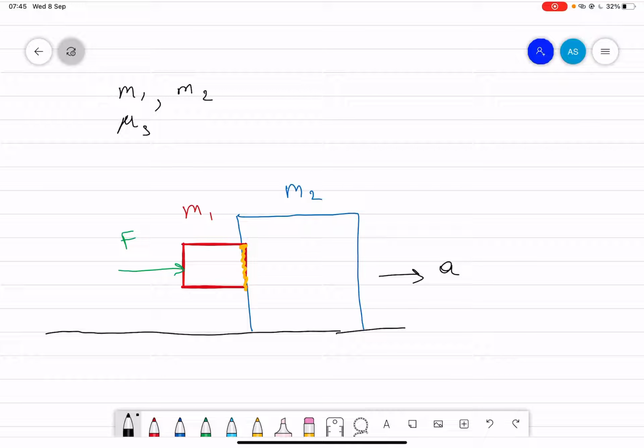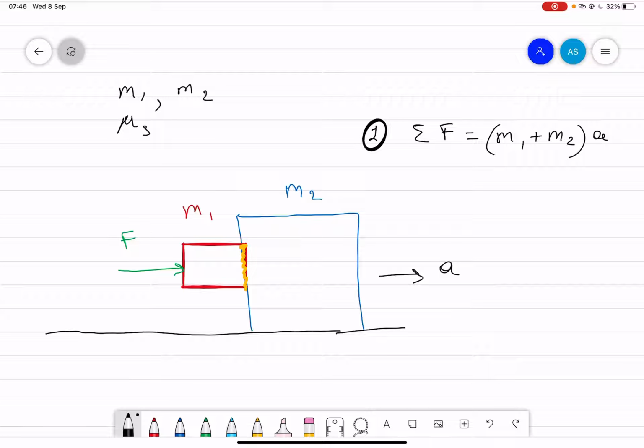So for the first equation, if you consider the whole two blocks as one system, then you can say that the sum of the forces is equal to m1 plus m2 times acceleration. This is our first equation.